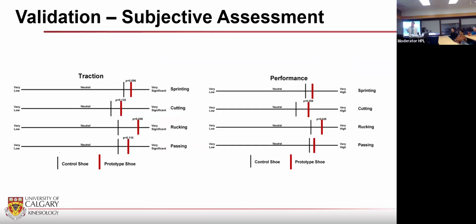So although it's not significant for all of these different metrics, we can see that for the majority and in general, athletes felt that they had more traction in the prototype shoe, as well they felt they had slightly better performance in that prototype shoe. So they had no feeling that we removed traction elements in certain locations.